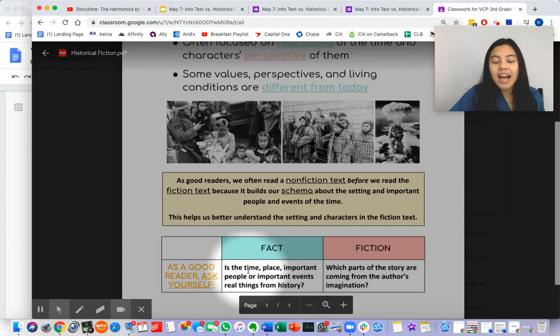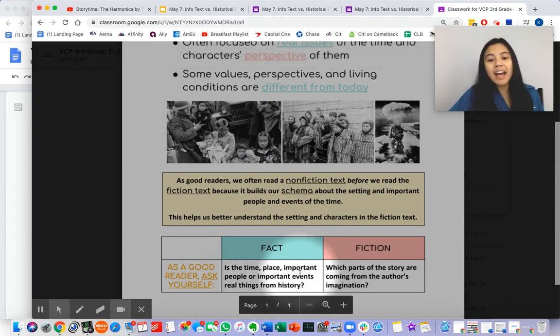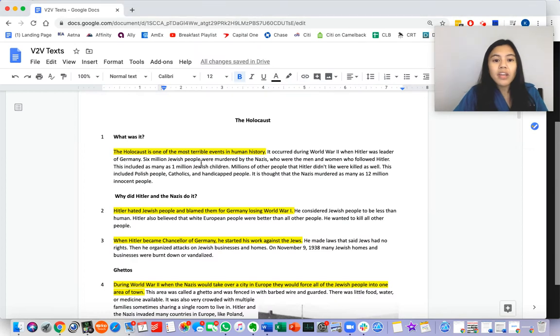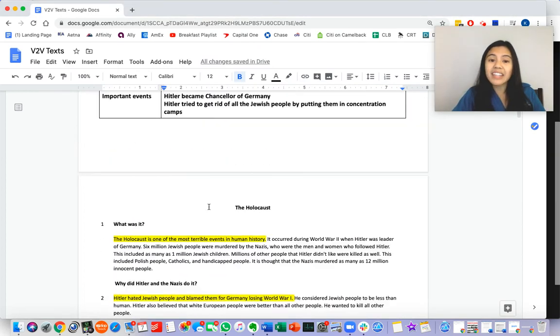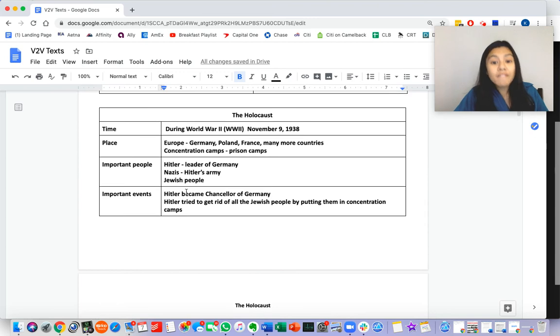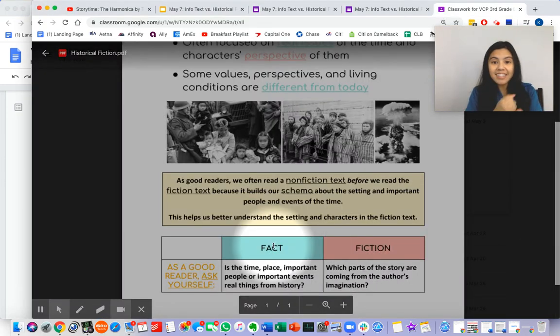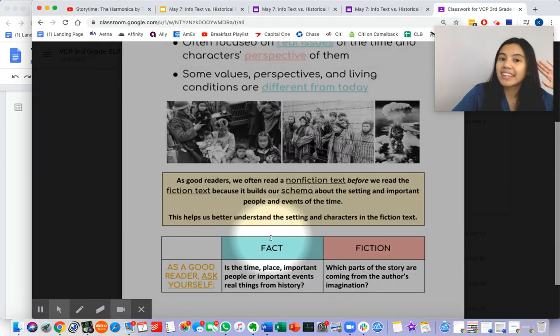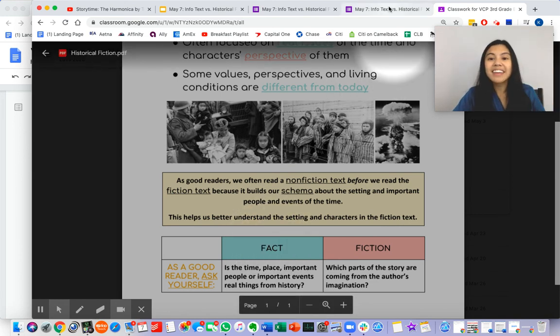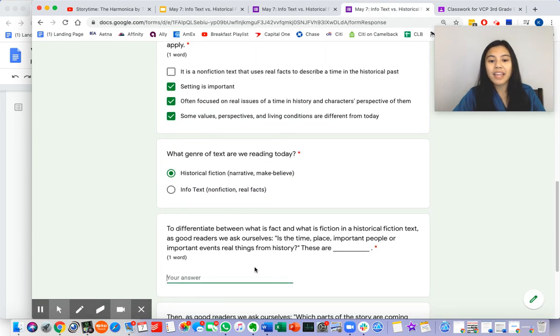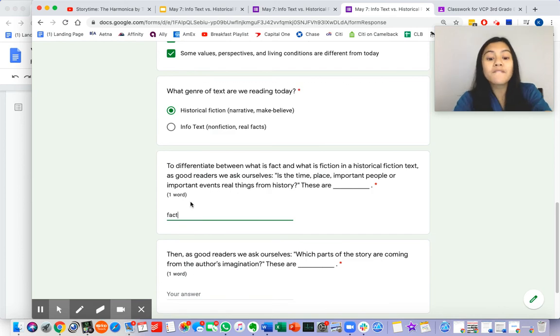As good readers, I have to ask myself, is the time, place, important people, or important events real things from history? Do they include any of these facts that I learned about yesterday in my info text article? If so, these are all facts. Right. Let's write that in our Google form.